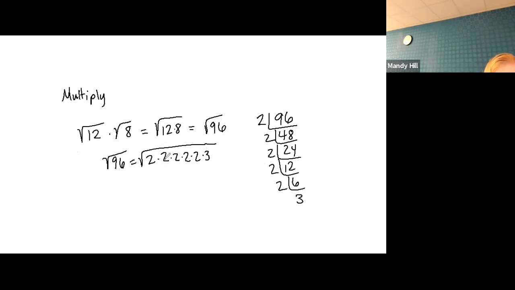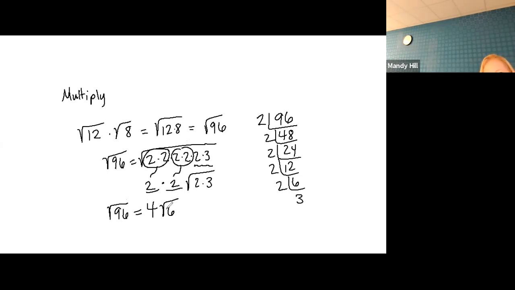Okay, and we can pull out anything that has a pair. So I've got actually 2 pairs of 2. So I have 2 spaces for that out front. Can put 1 2 from that group, 1 2 from this group, and then this that's left, 2 times 3, would go underneath the radical. So the square root of 96 simplifies to 2 times 2, which is 4, square root of 6.